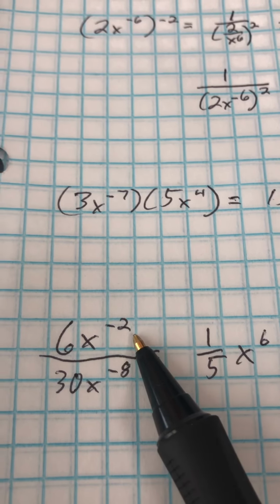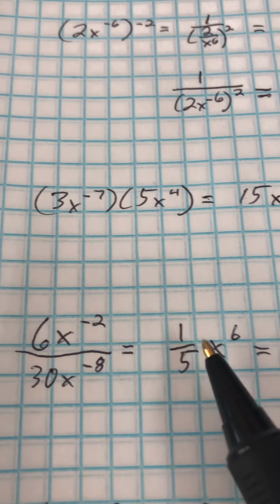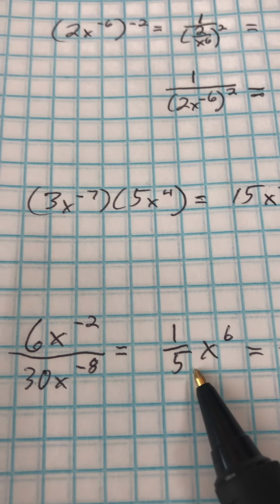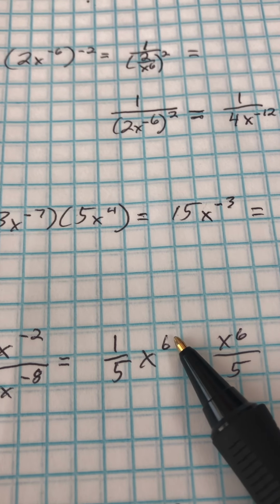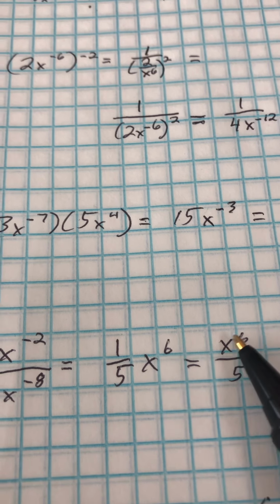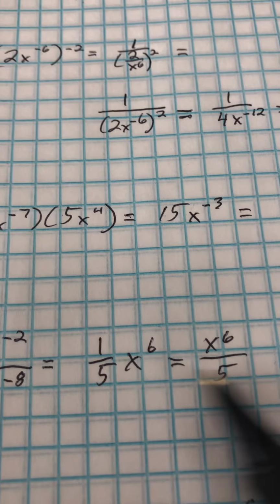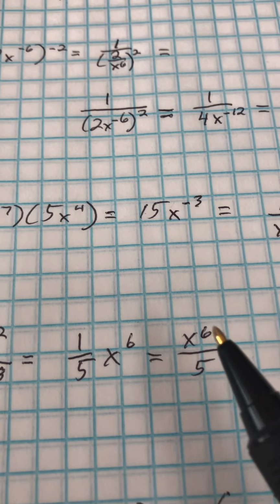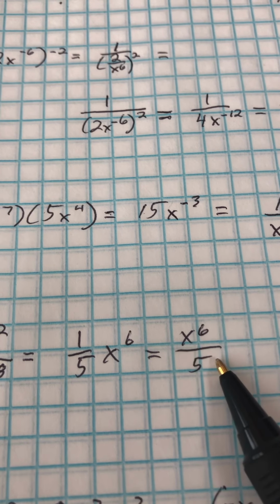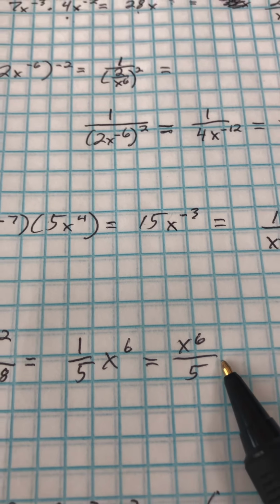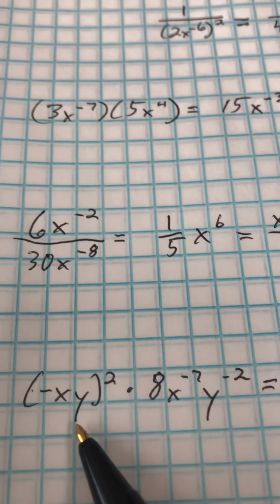And you're going to have 6 divided by 30 is 1/5. And then negative 2 minus a negative 8 gives you a 6. So this could stay above the 1. So it's going to actually look like this. It could look like this or like this, but this is how it looks on your sheet. That's going to take you to this problem.